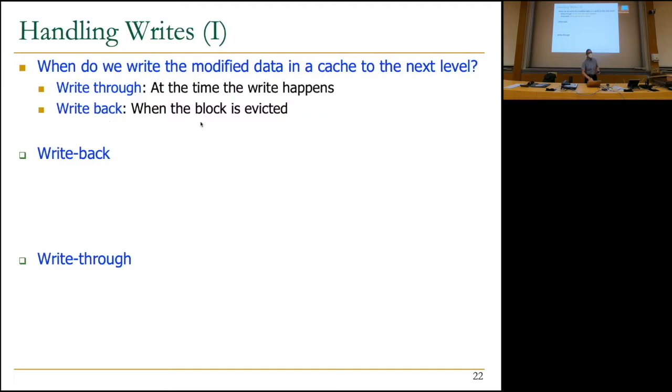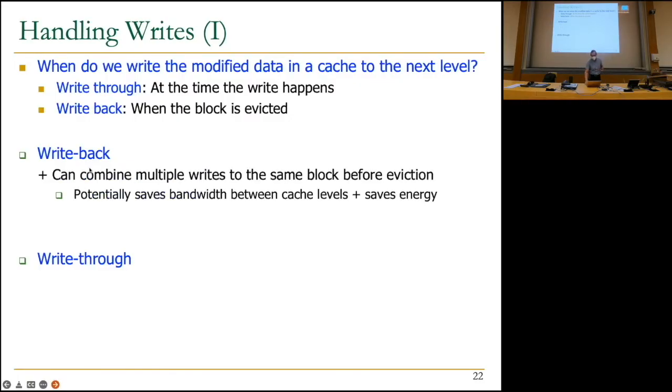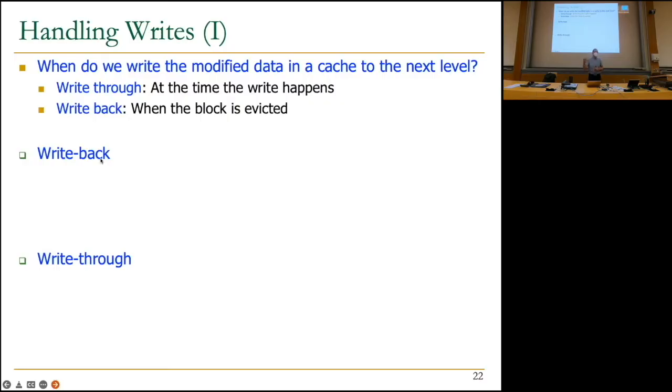Write back means when the block is evicted. So you don't inform any other cache. You wait until this block is evicted, and then you write it back. So if you want to do a write back, well, that means that you need to have a dirty bit, or modified bit, per tag store entry. The benefit of write back, of course, is that you don't expose the next level of the caches to every single write that you're doing in the program.